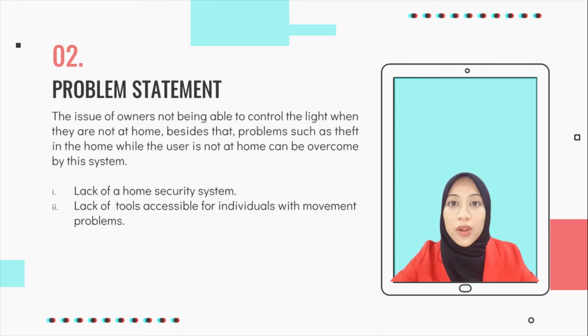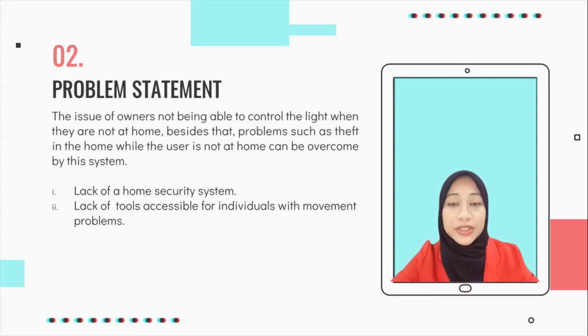If they do not have a home monitoring and security system, there may be cases of home burglary and loss of many items, including valuables. There are many ways people can apply it to improve home security and to address the risk of home burglary. The system can detect thieves and burglary in the house by using a motion sensor, and the owner will be notified. Next, lack of tools accessible for individuals with movement problems.